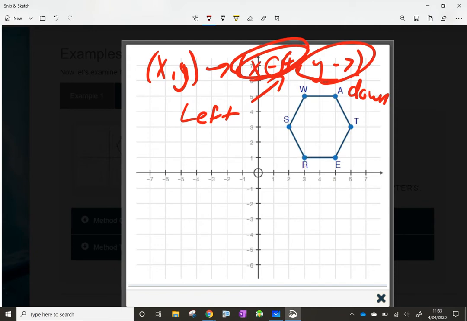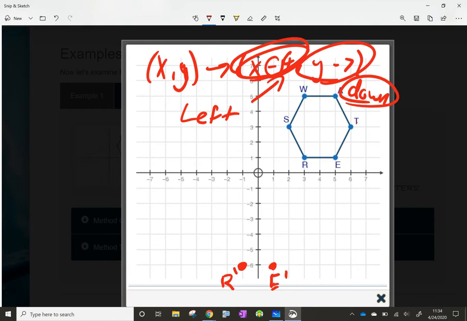So let's focus on R. Let's go to the left 4, so 1, 2, 3, 4. And then also consider going down 7 for the y minus 7. So going down 7, 1, 2, 3, 4, 5, 6, 7. And we end up there at (-1, -6). So this is what we'll call R prime. We do the same thing for E. So go to the left 4, 1, 2, 3, 4, and then down 7, 1, 2, 3, 4, 5, 6, 7. That puts us right here at (1, -6). And we'll call that E prime.